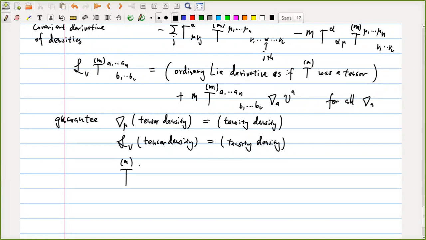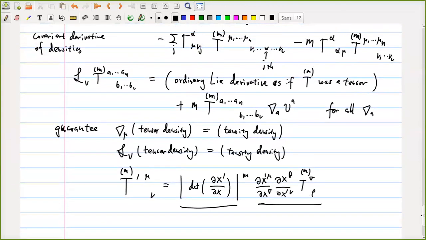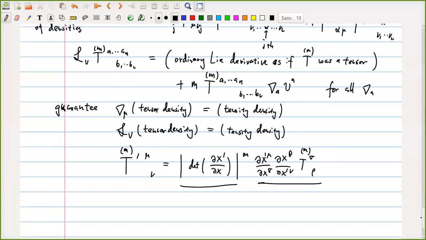The transformation rule for a tensor density is T prime. Let's say it is a 1,1 type tensor density. It is given by the determinant of the Jacobian, if you do a coordinate transformation, to the power m, times T sigma. Okay, so you see the last part is just a tensor transformation, but for the tensor density transformation you just add a prefactor. So this is the transformation rule that tells the difference between a tensor and a tensor density.